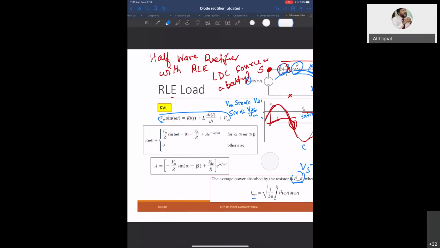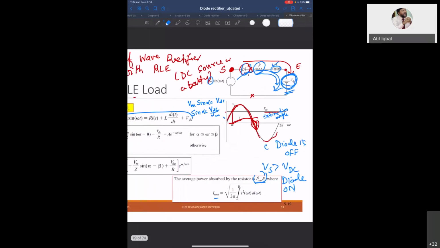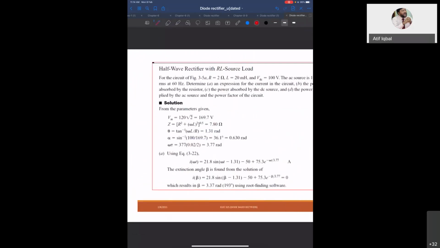So what we should know: Vm, Z, VDC, R, A, tau. This thing we should know. So what is the peak value? Vm is 120 into root 2. 120 is given as the RMS value. So the peak value is 169.7.